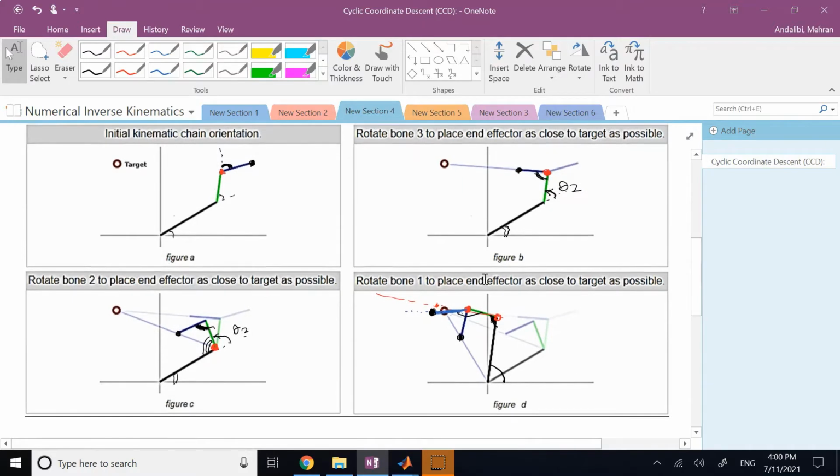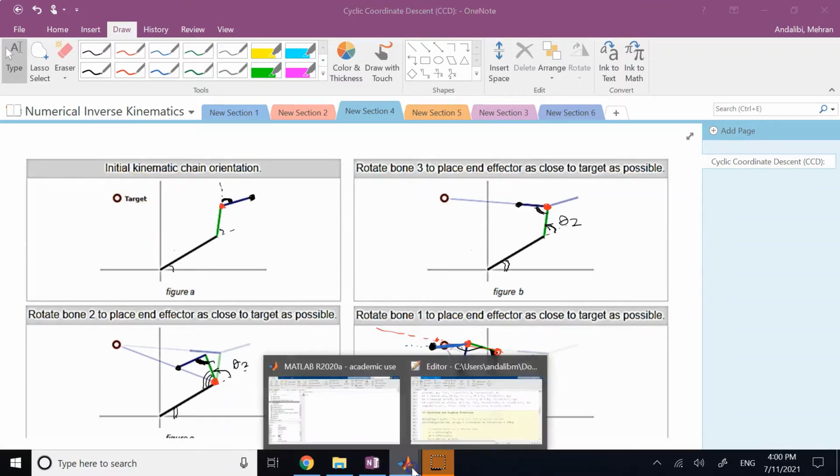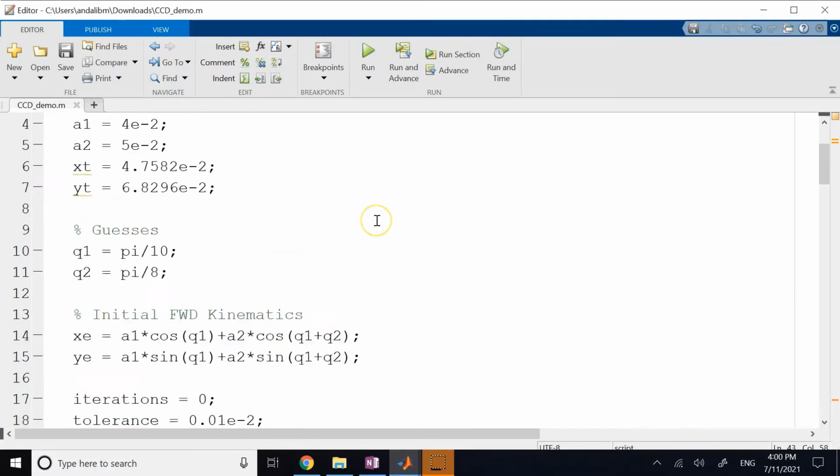And it does not really depend on the derivative of any sort or Jacobian, which is a good thing and a bad thing. The good thing is it is less susceptible to being trapped, but at the same time, it takes more iterations to converge. So here, first let me show you Matlab demos.